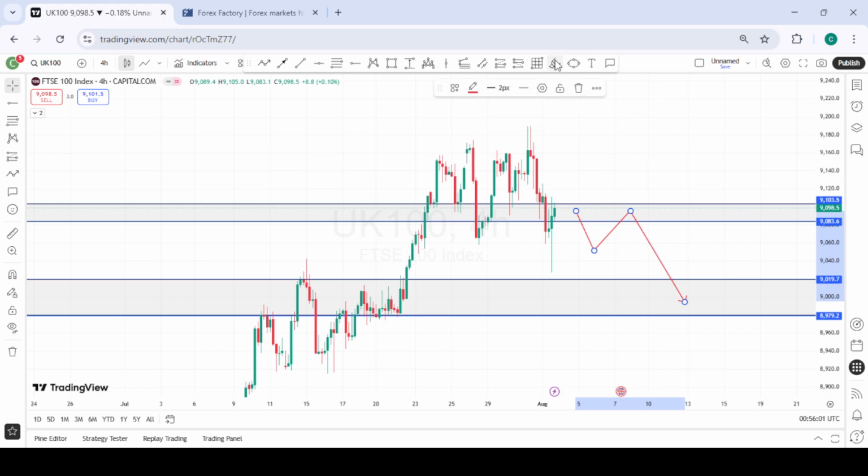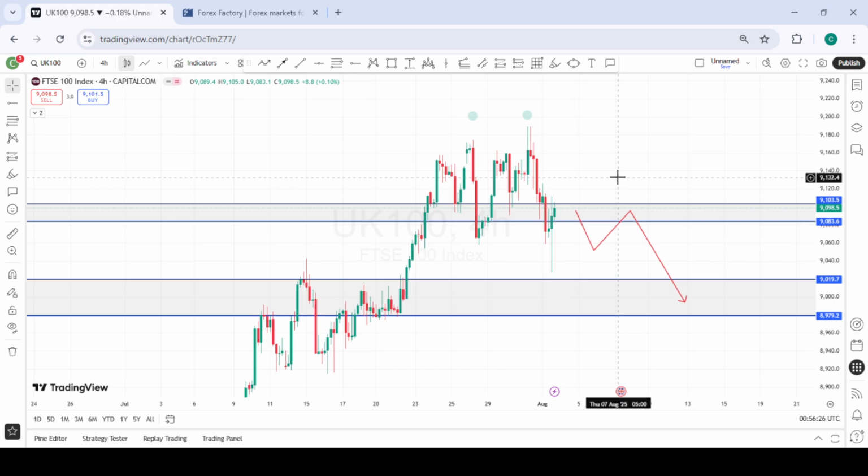UK100 or FTSE 100. This is the possible double top we have for FTSE 100. So I'm also bearish on the FTSE 100. All we need to wait for is a daily candle break below this structural point, then wait for a pullback and sell to the downside.